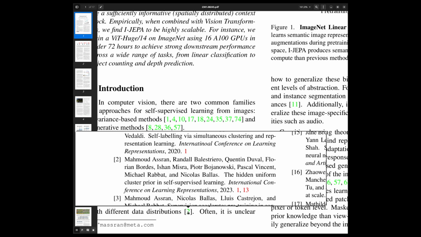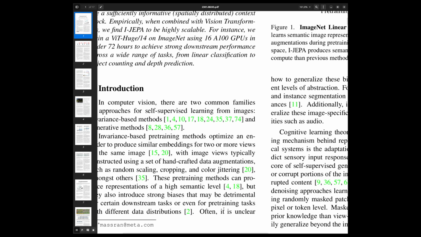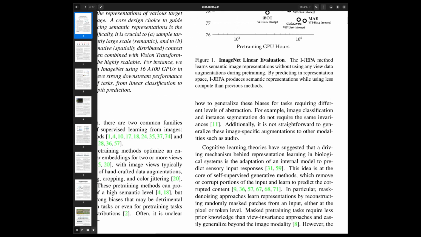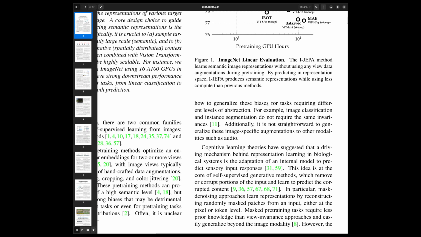Often it is unclear how to generalize these biases for tasks requiring different levels of abstraction. For example, image classification and instance segmentation do not require the same biases. Additionally, it's not straightforward to generalize this image-specific augmentation to other modalities such as audio. Yeah, of course.